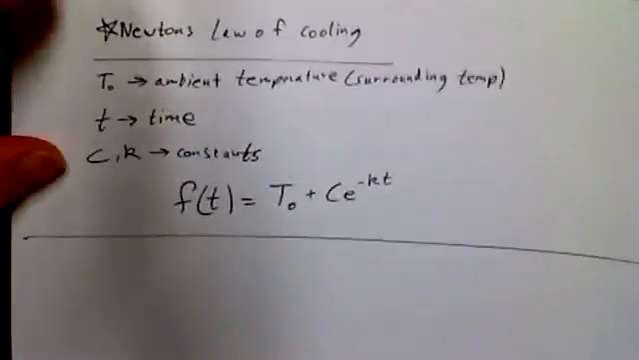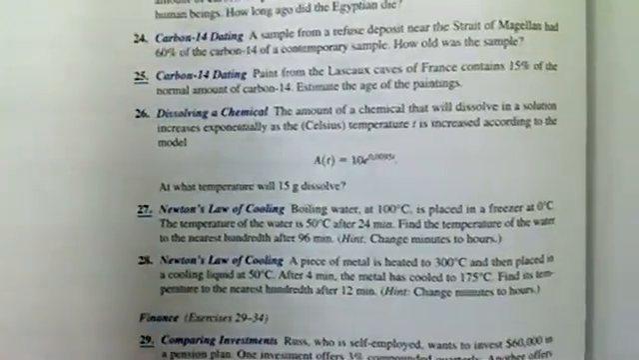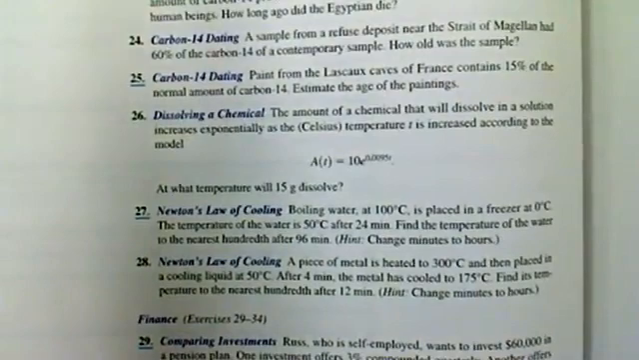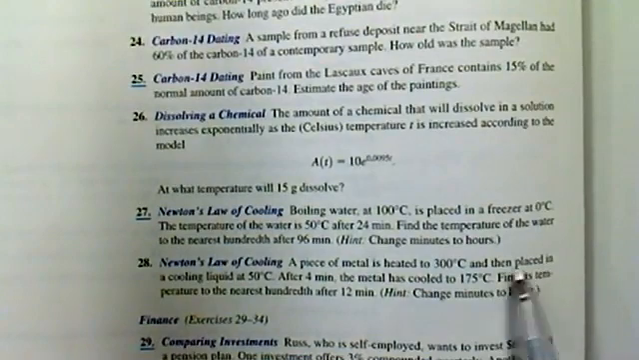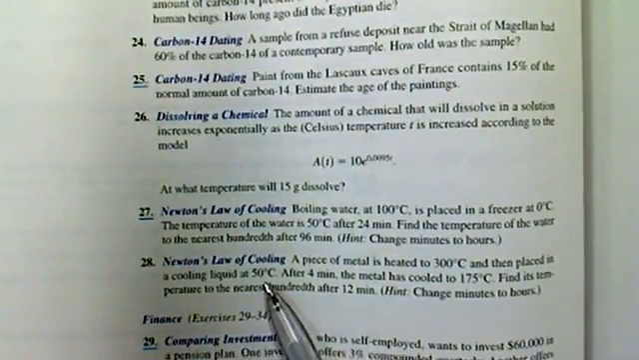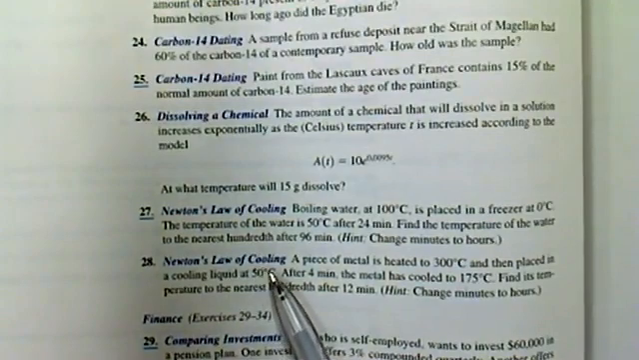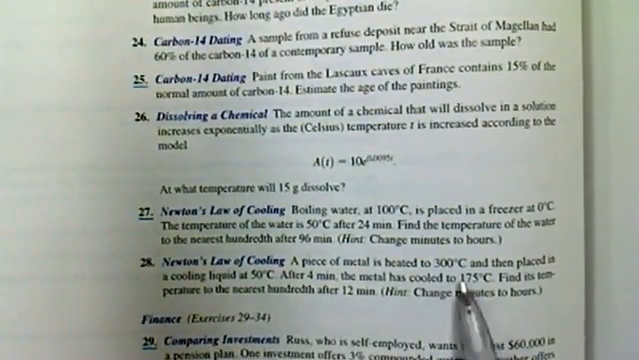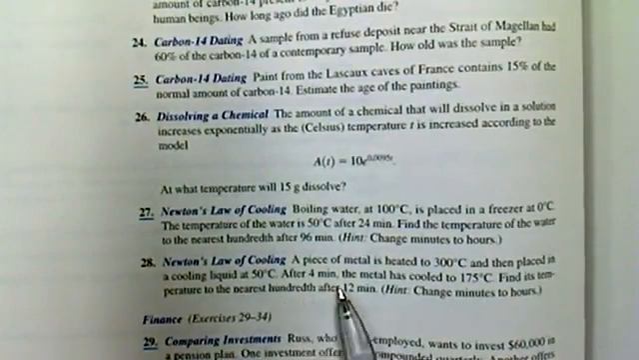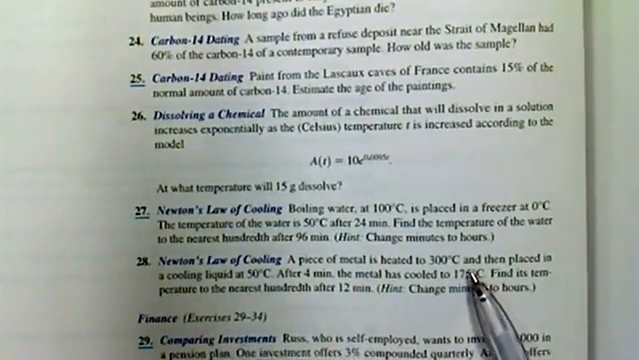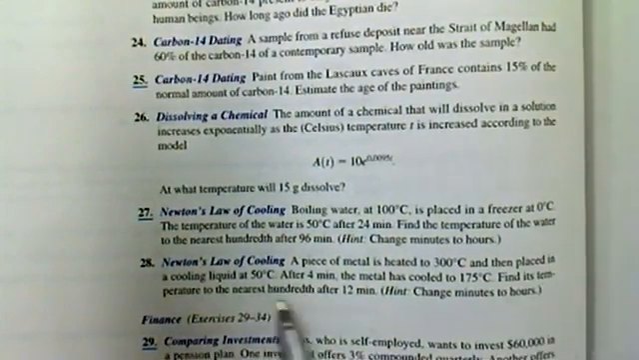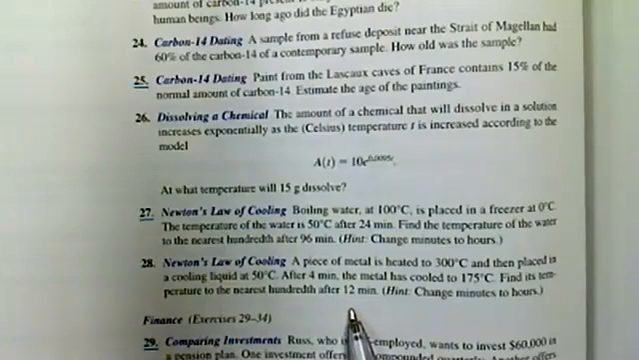What I want to look at is number 28 in the book. Number 28 tells us that a piece of metal is heated to 300 degrees Celsius. So we're talking really hot, probably red hot. And then it's placed into a liquid at 50 degrees Celsius, which is still pretty hot, about 130 degrees Fahrenheit, but much cooler than 300 degrees Celsius. After 4 minutes, the metal is cooled to 175 degrees Celsius. That makes sense since the ambient temperature is much cooler. Find its temperature to the nearest hundredth after 12 minutes.